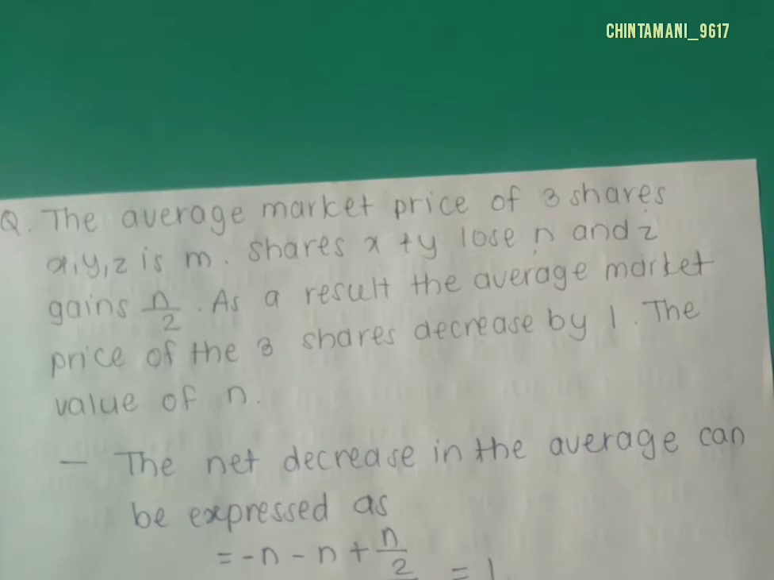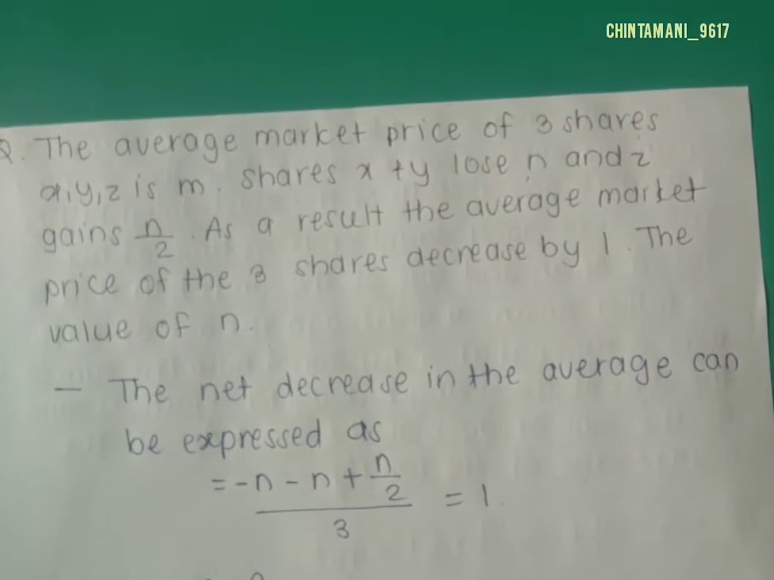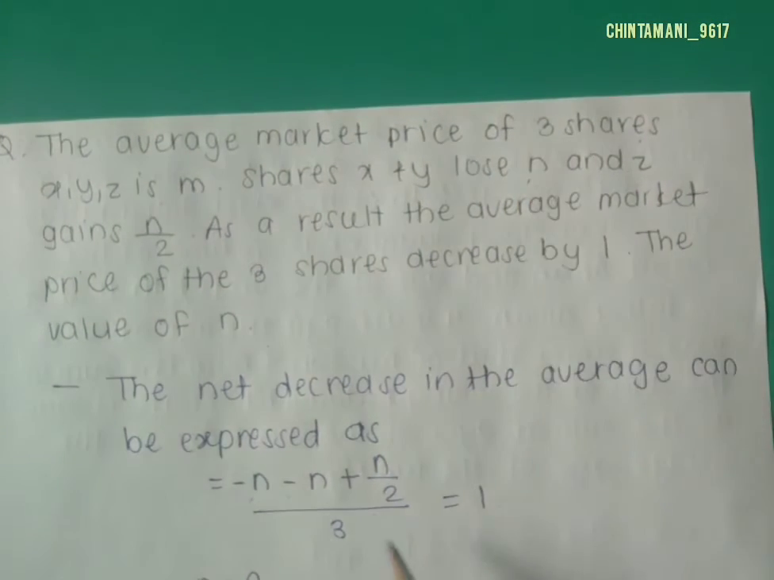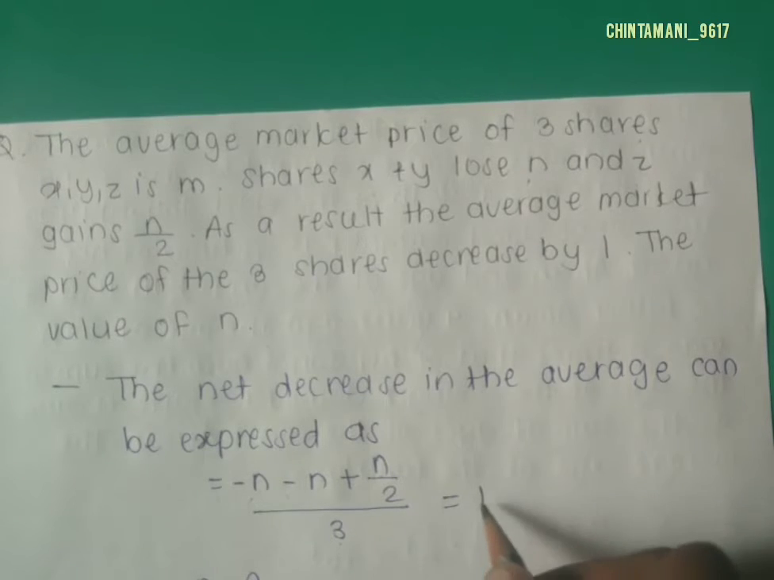So we can write the net decrease in the average as minus n. That means first discount minus n and second discount minus n, because shares x and y lose n and the share of the third gains. So we can add n plus n by 2 and find the average: 1, 2, 3 divided by 3, the number of numbers, is equal to minus 1.